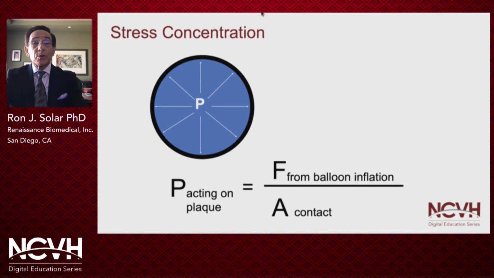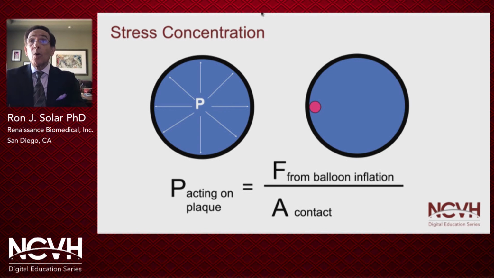So a very simple illustration of this stress concentration is shown in this slide here. Say we inflate a balloon at very low pressure within the lesion. The pressure acting on the plaque is proportional to the force applied from the balloon divided by the area of contact of the force. Now, if we place a small wire alongside the balloon and apply the same force, that is, inflate the balloon to the same low pressure, because the area of contact is so much smaller, the pressure acting on that spot is significantly higher, and perhaps high enough to crack the plaque at its low inflation pressure.